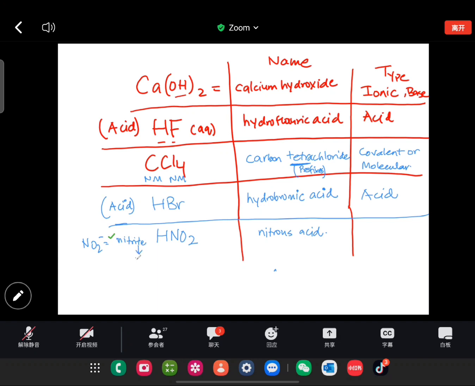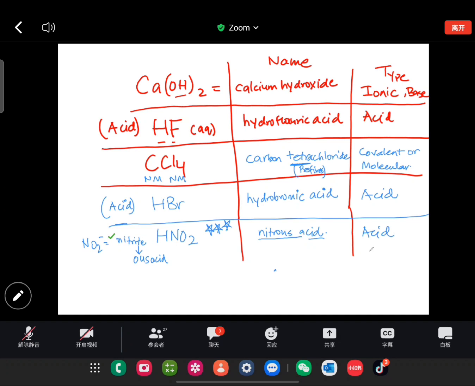Nitrite. Anything that ends with "ite" will become acid. So the name is nitrous acid. This is very, very important for your exam. So put as many stars as you want with this name. Star, moon, whatever you want. But this is something important. And it's an acid.